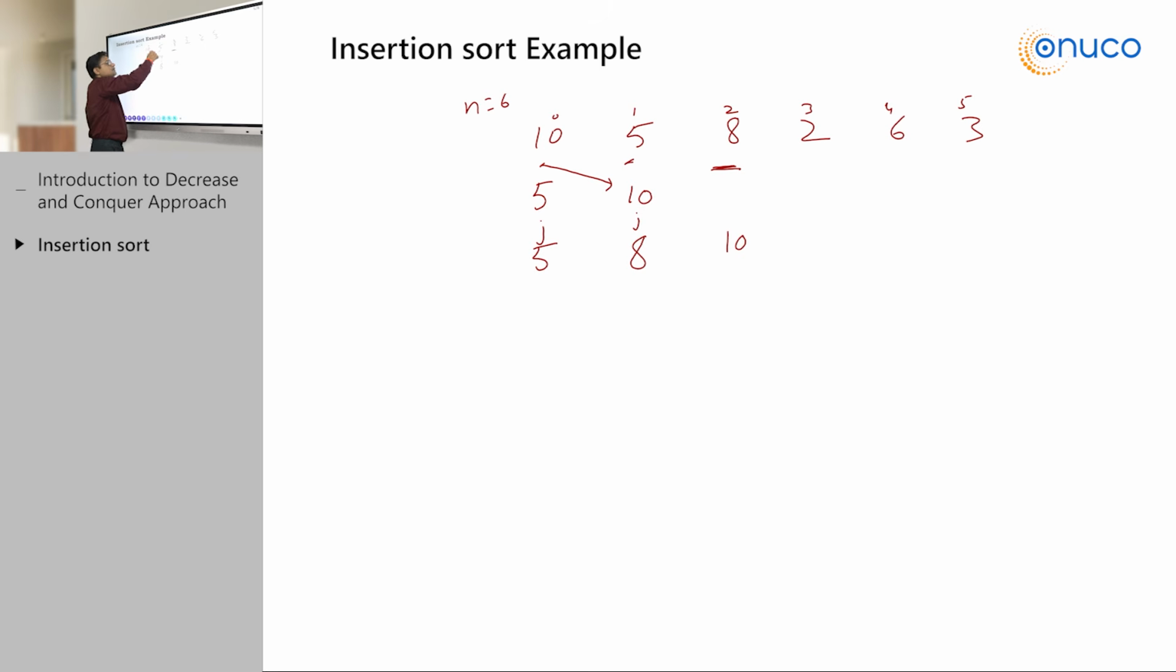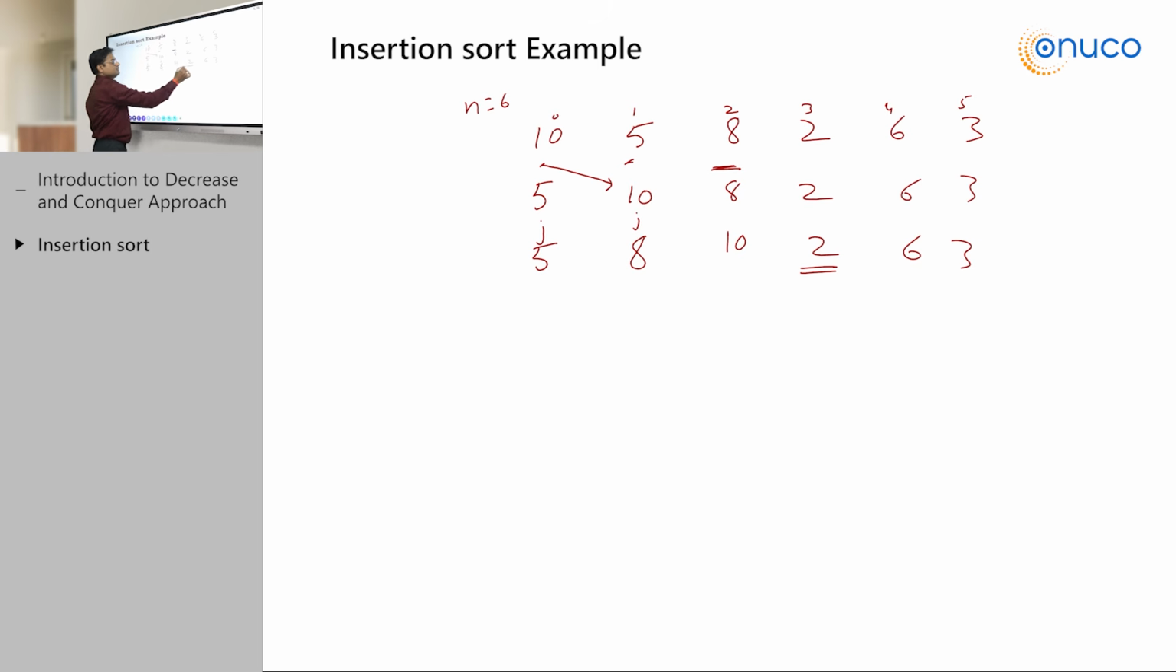8 is inserted between 5 and 10. Hence it is called insertion sort. Let us see that. If you have not understood, then you can concentrate on the next iterations. That will help you much. Now the next element is 2.